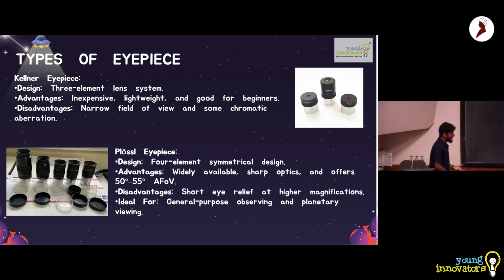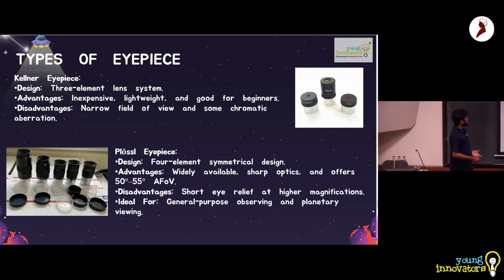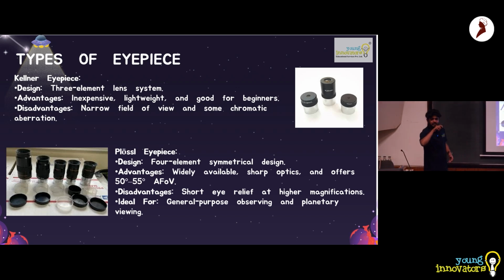There are different types of eyepieces. All right. Kellner, of course, is the name of a person. Like we always learn in astronomy, everything is named after a person. So Kellner is a type of eyepiece. Flosel is a type of eyepiece, and also there is one more type of additional component that we give to an eyepiece to increase its magnification, known as Barlow.